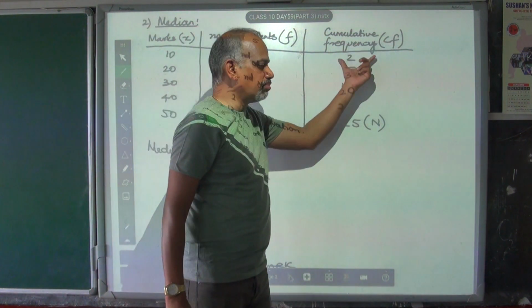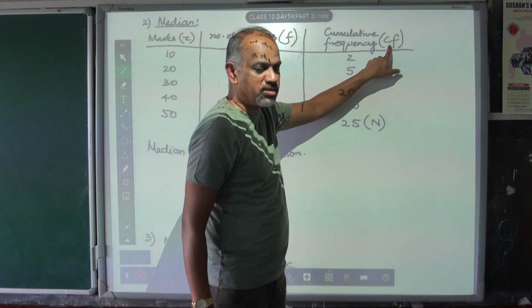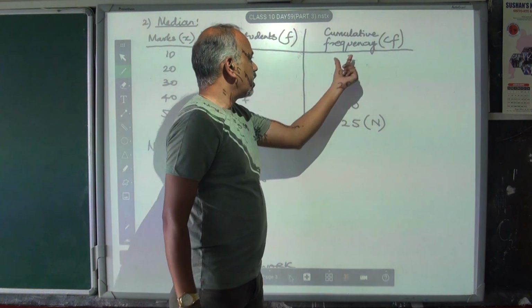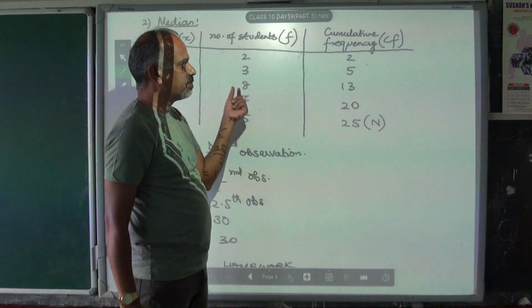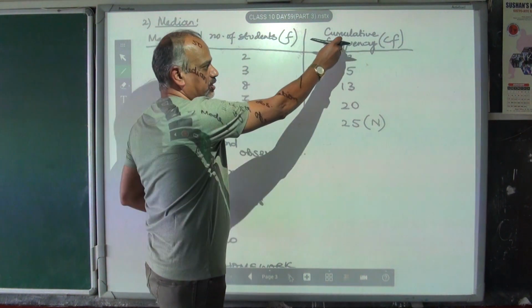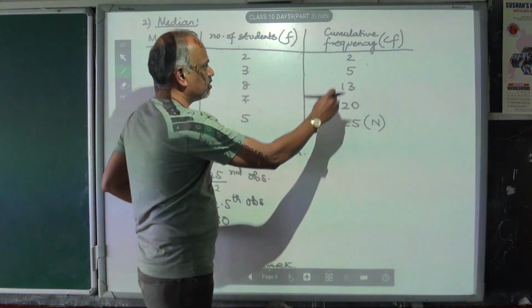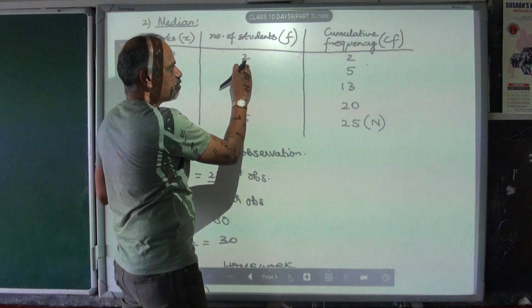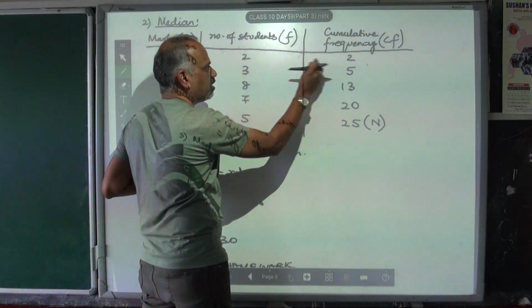There is a third column that you have to make. You have to find the cumulative frequency, in short called CF. Cumulative frequencies are actually got from the frequencies. All that you have to do is keep adding these frequencies and write them here. That will give you the cumulative frequency. So for the CF values, the first value you will write the same.